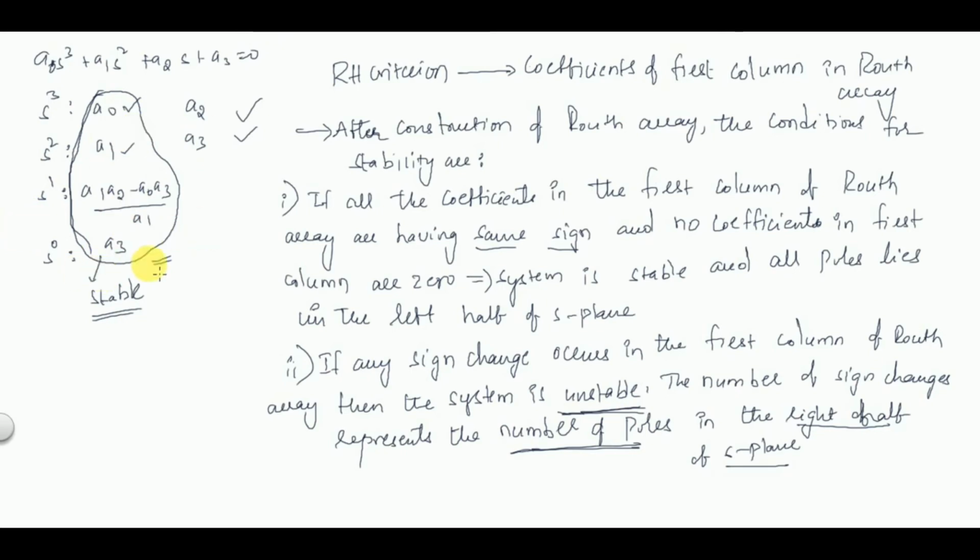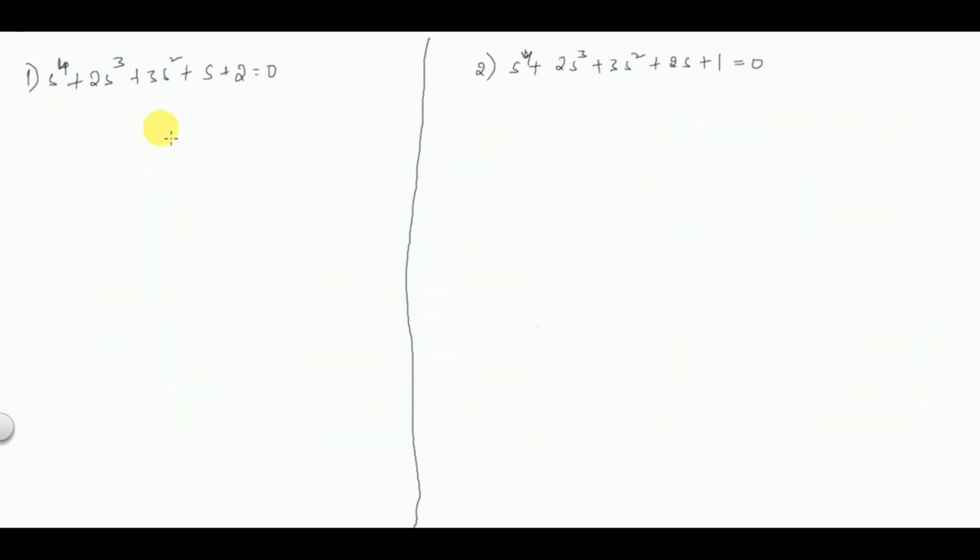Okay, so the coefficients of the first column of the Routh array. What is a sign change? Sign change means changing from plus to minus or from minus to plus. If the coefficients change from a positive value to a negative value or from a negative value to a positive value, it is said to be a sign change. We'll solve problems, then you'll understand very clearly. So we'll see two of these problems, and we'll solve using the Routh array RH criterion.